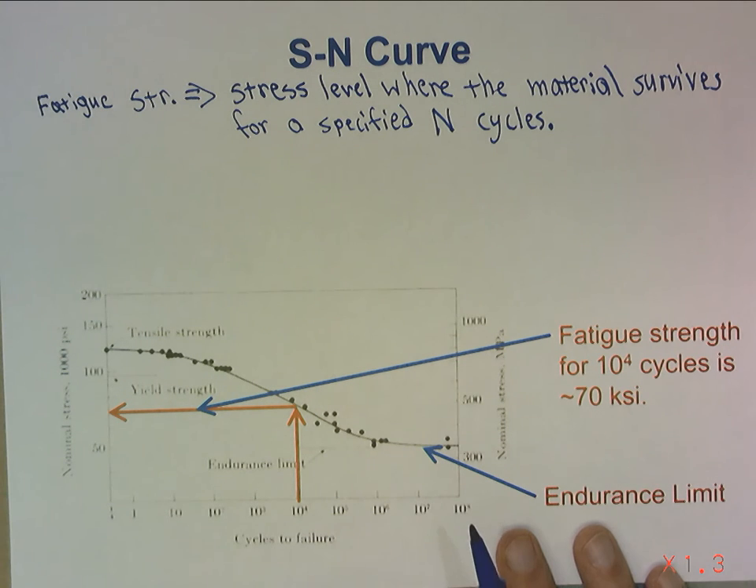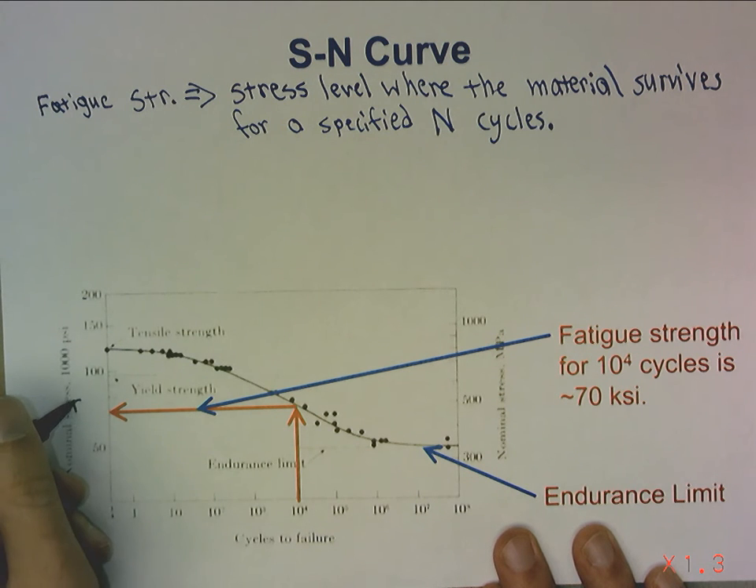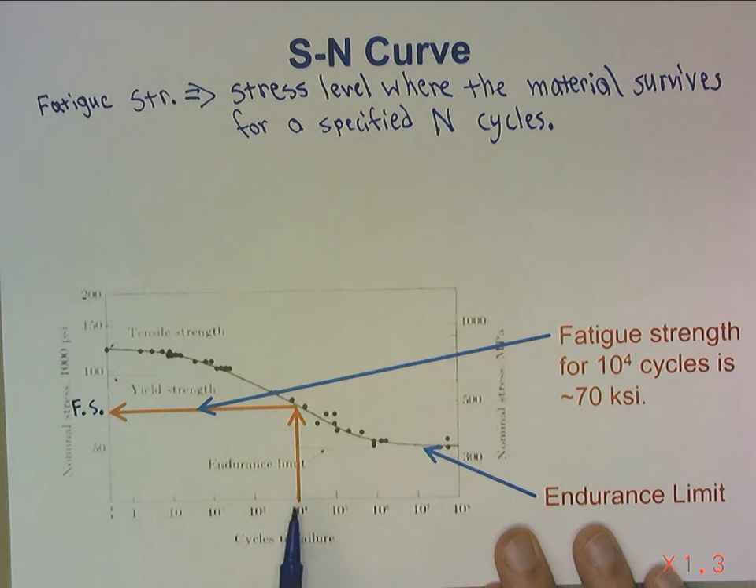So, 70 KSI, 70,000 PSI. Big difference there. Okay, so that is a fatigue strength. It lets me specify an approximate survival time for our part, and I can design the cross-sectional area or other geometry factors of the part so that my part fails at a specific amount of rotations.